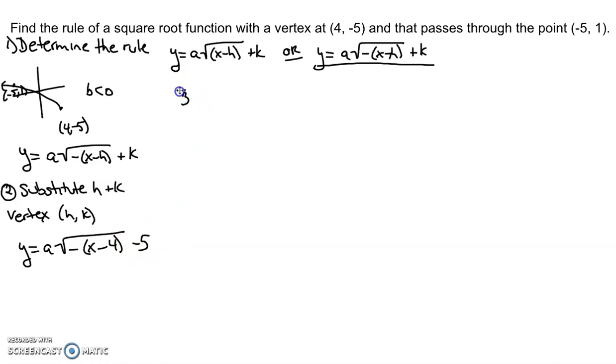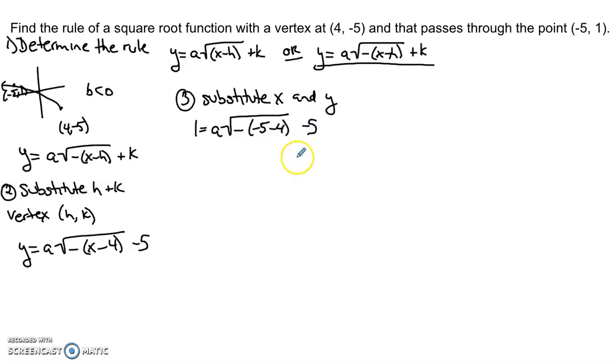Our third step is to substitute in x and y. We're given a point that the function passes through, so we'll substitute our -5 in for x and our 1 in for y. What we'll get is 1, because y is 1, equals a times the square root of negative, remember, our x value is -5, minus 4, minus 5. And now we can solve this for a. Let's add 5 to both sides.